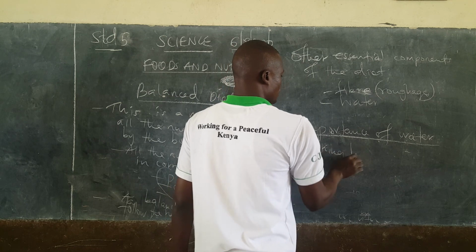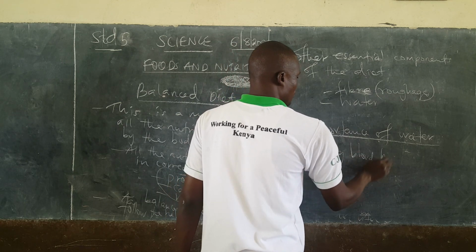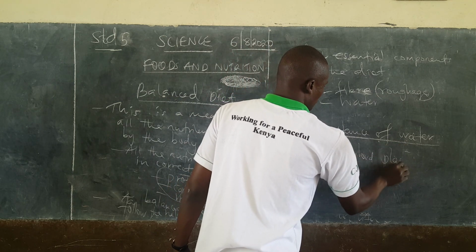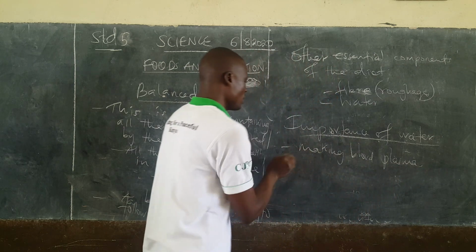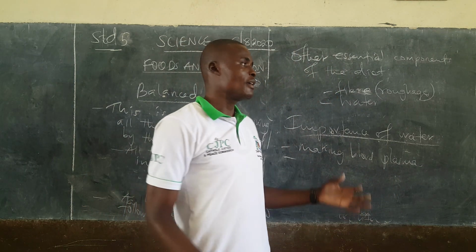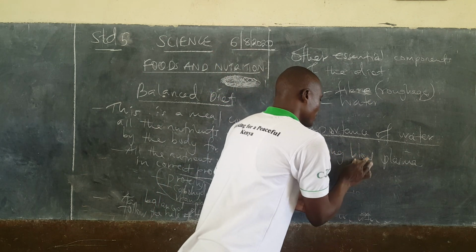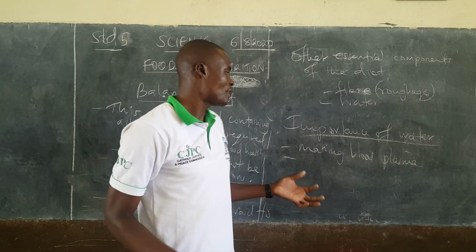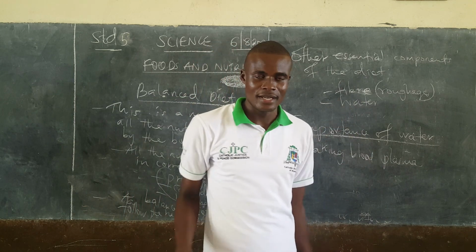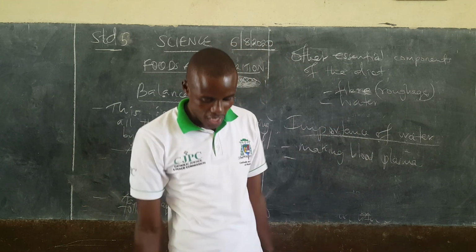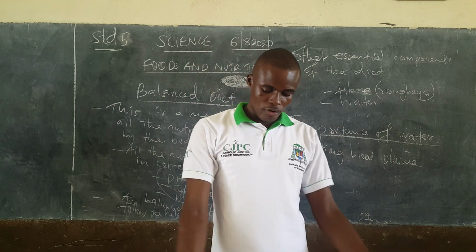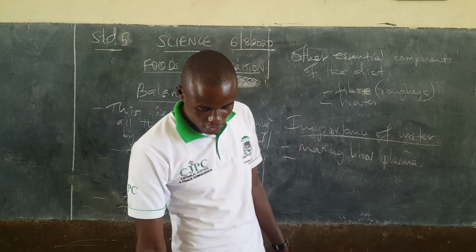In making blood plasma. That is number one. In short, because of this one may become difficult to understand. But it's just in making blood. Water is used in formation of blood, or you can go ahead to say blood plasma, as we have mentioned.